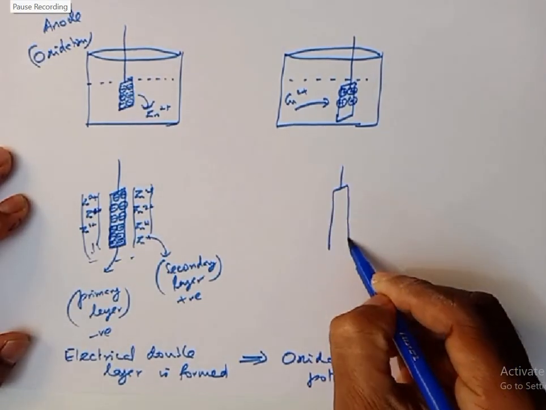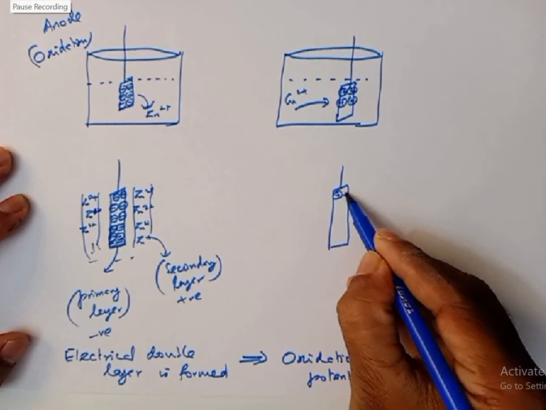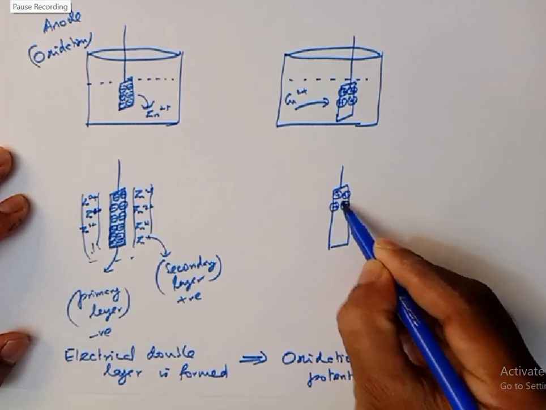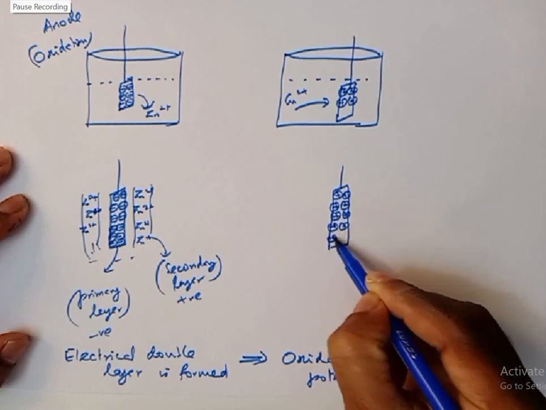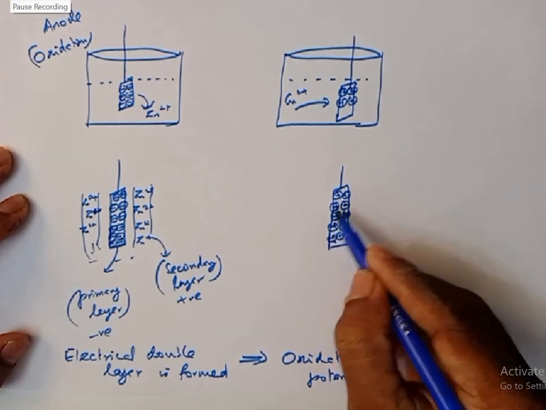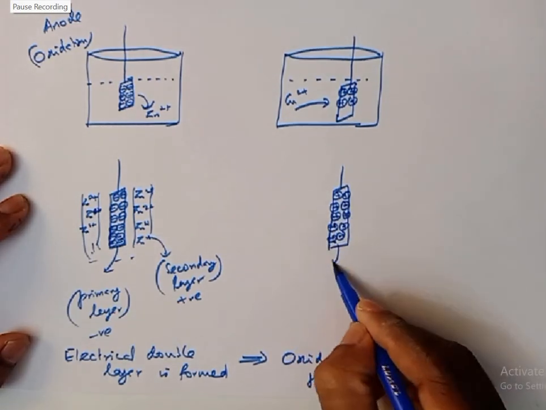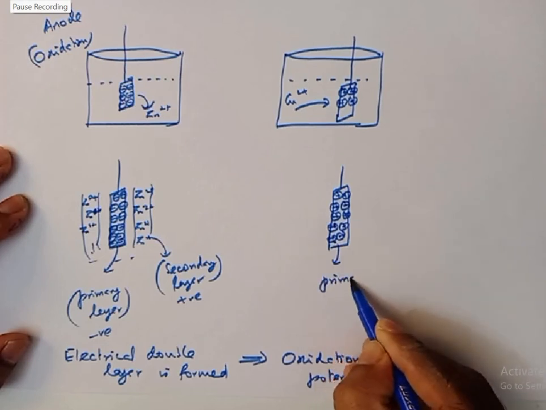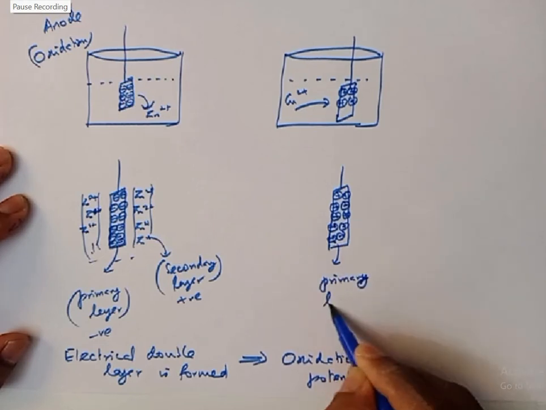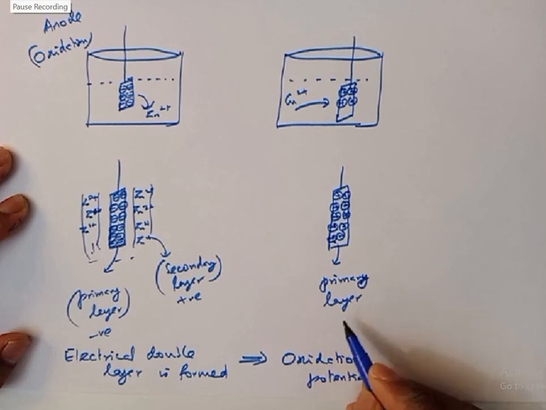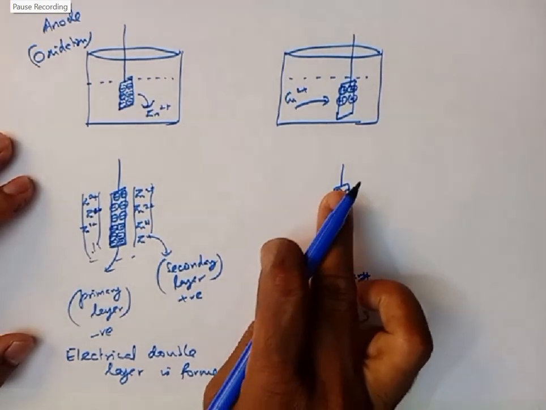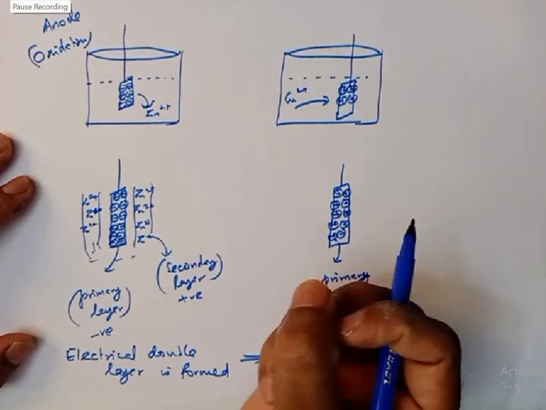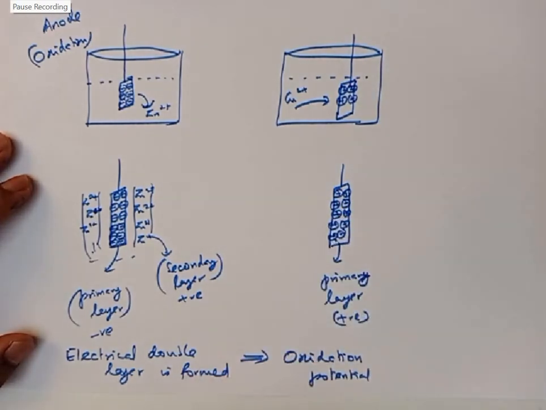the metal gets positive charge. So let me draw separately like this. So the metal gets positive charge now. Throughout the metal surface we have positive charge. So this forms a primary layer. Here the primary layer is positive. Now what will it do? This primary positive layer will attract the negative ions present in the solution.